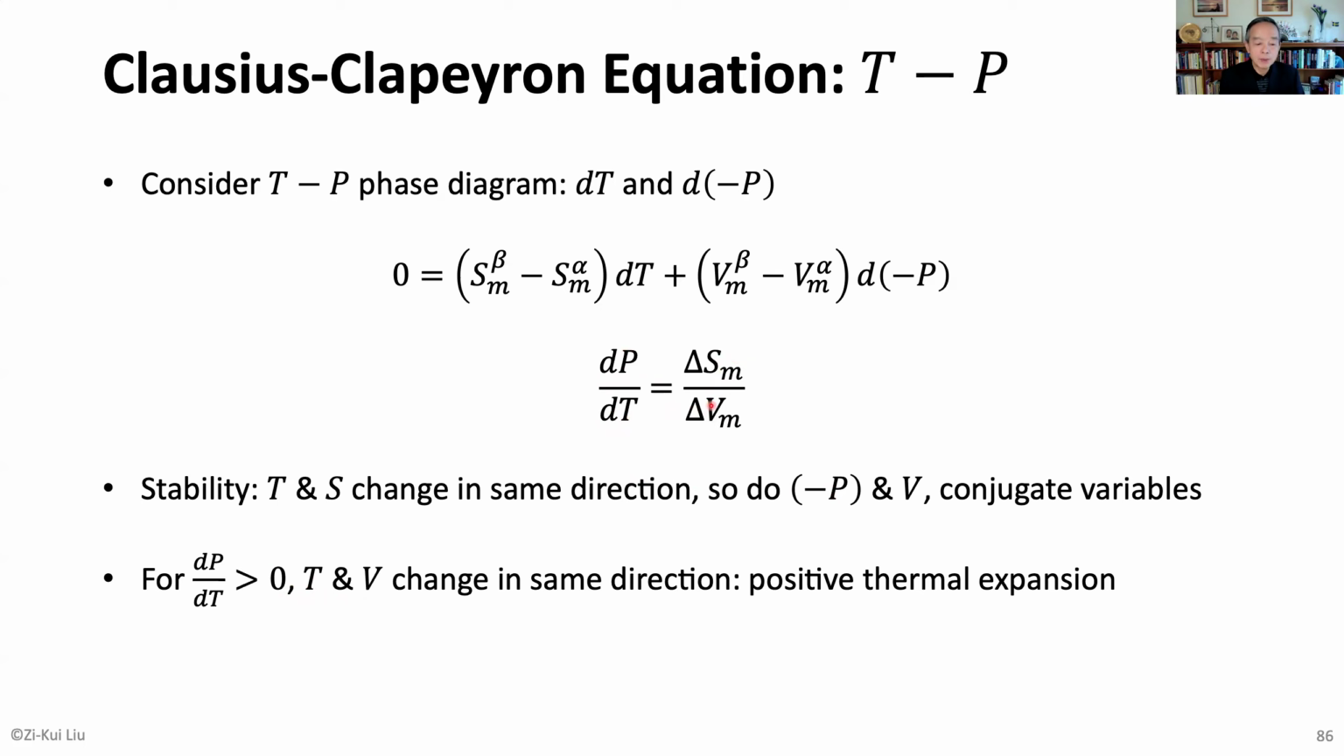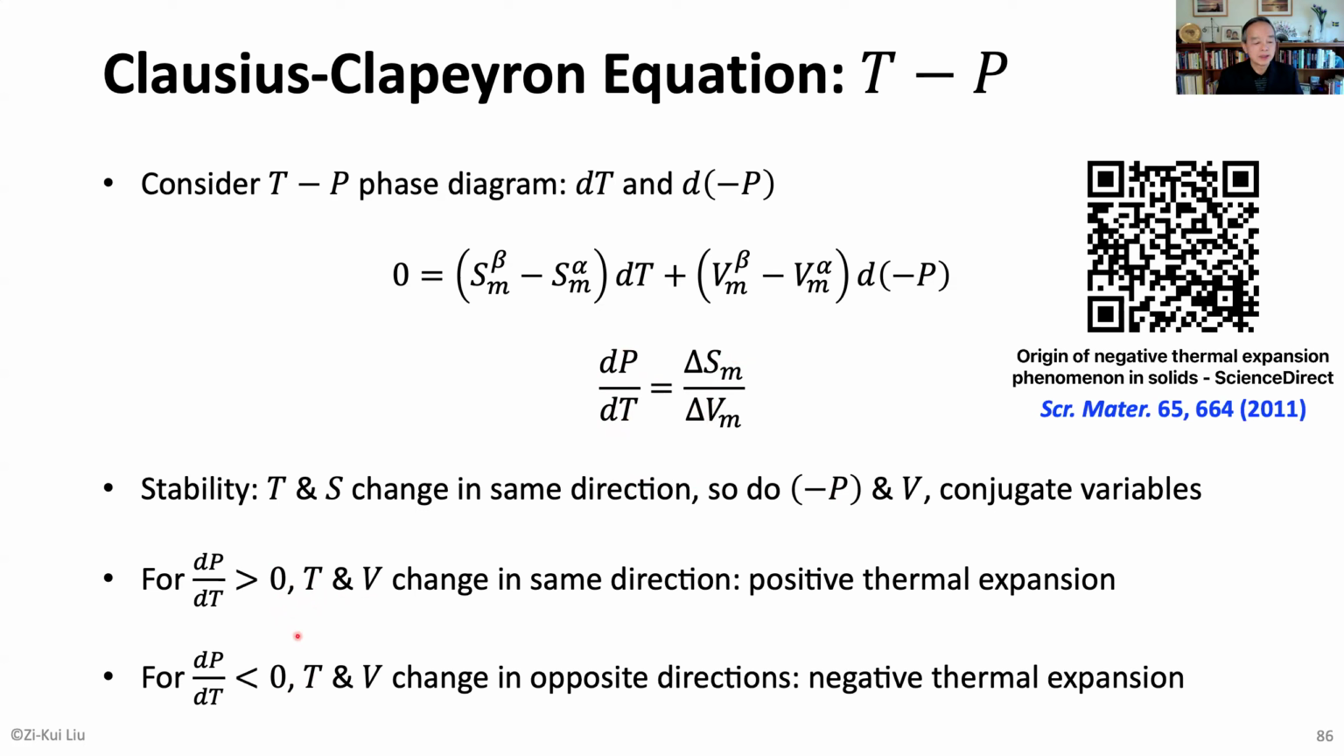However, we know that in the phase regions, the two phase equilibrium regions, when dP over dT is negative, then T and V will change in opposite directions.